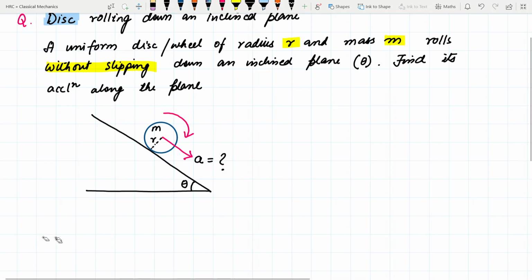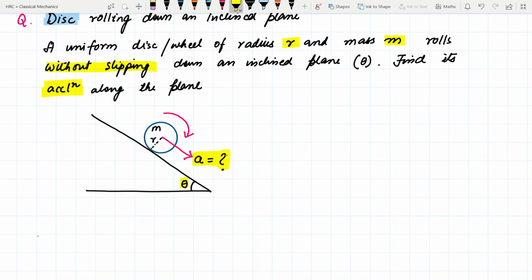The first problem was related to a disk which is rolling down an inclined plane. A uniform disk or wheel of radius r and mass m rolls without slipping down an inclined plane, and the angle of inclination of that plane is theta. Find its acceleration along the plane. If you are able to find the acceleration, then automatically you will be able to find velocity at a given point in time, distance covered, kinetic energy, etc. So the challenge is to find the acceleration.